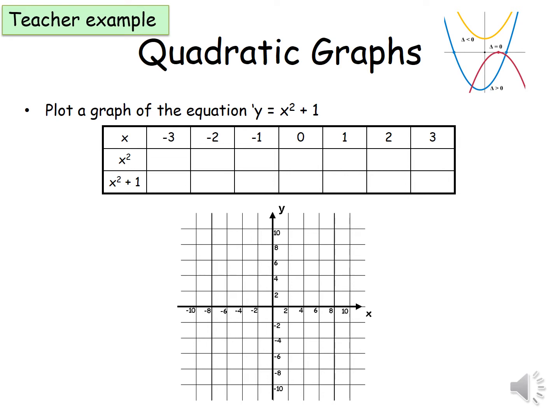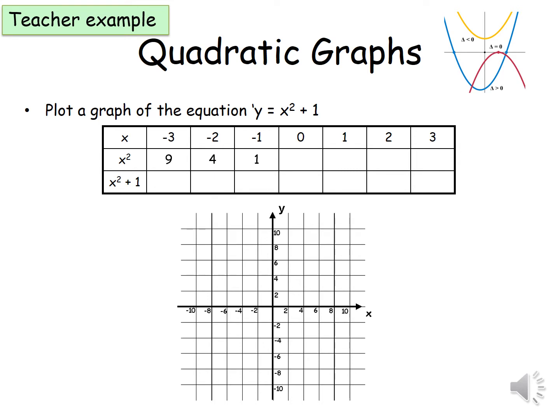So when x is minus 3, we need to square it. So minus 3 times minus 3, remember, two negatives give me a positive, and that will give me 9. So when x is equal to minus 2 and we square it, that becomes positive 4. Minus 2 times minus 2 is positive 4. When x is equal to minus 1, we need to square it, and that becomes positive 1.